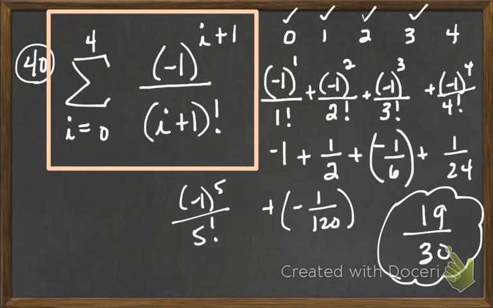Negative 19 over 30. Okay. All right, the last one that we're going to do in this section, I'm going to let you do this one. It's similar to 40. It's got a factorial in it. All right, everybody got 40? All right, 42.